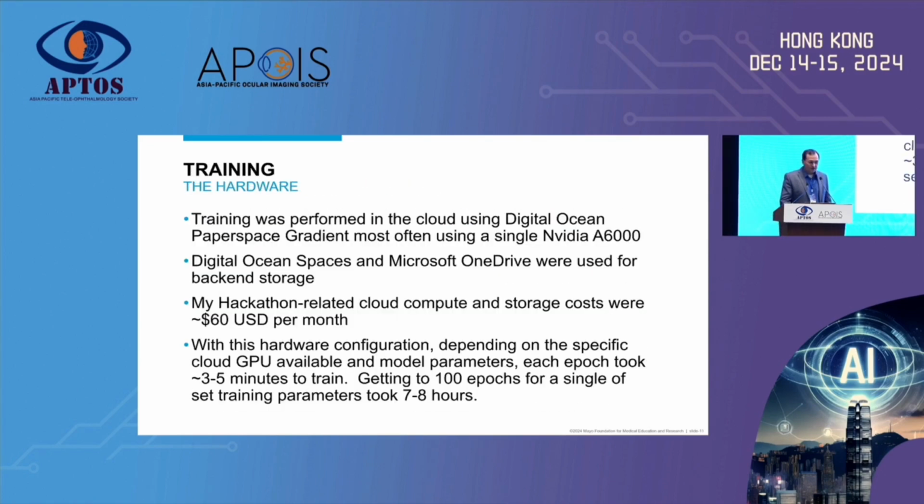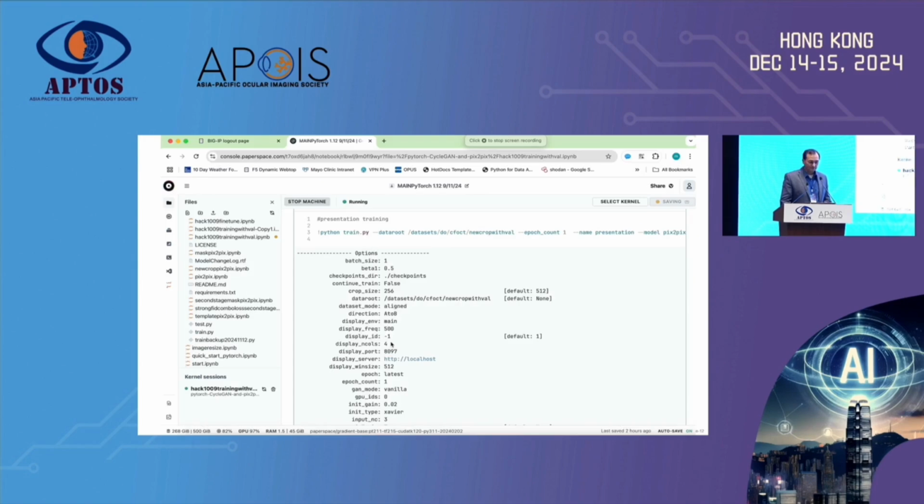I'm not going to summarize the pix-to-pix model, but I'll say what I did was kind of a novice, low-budget method using cloud computing. I used DigitalOcean Paperspace Gradient to get access to a single NVIDIA GPU, usually an A6000. Basically, you can get what's available at the time. I used DigitalOcean Spaces and Microsoft OneDrive storage, and my costs were $60 a month. With this, I could train the model such that each epoch took about 5 minutes. I could get to 100 epochs over the course of a single business day.